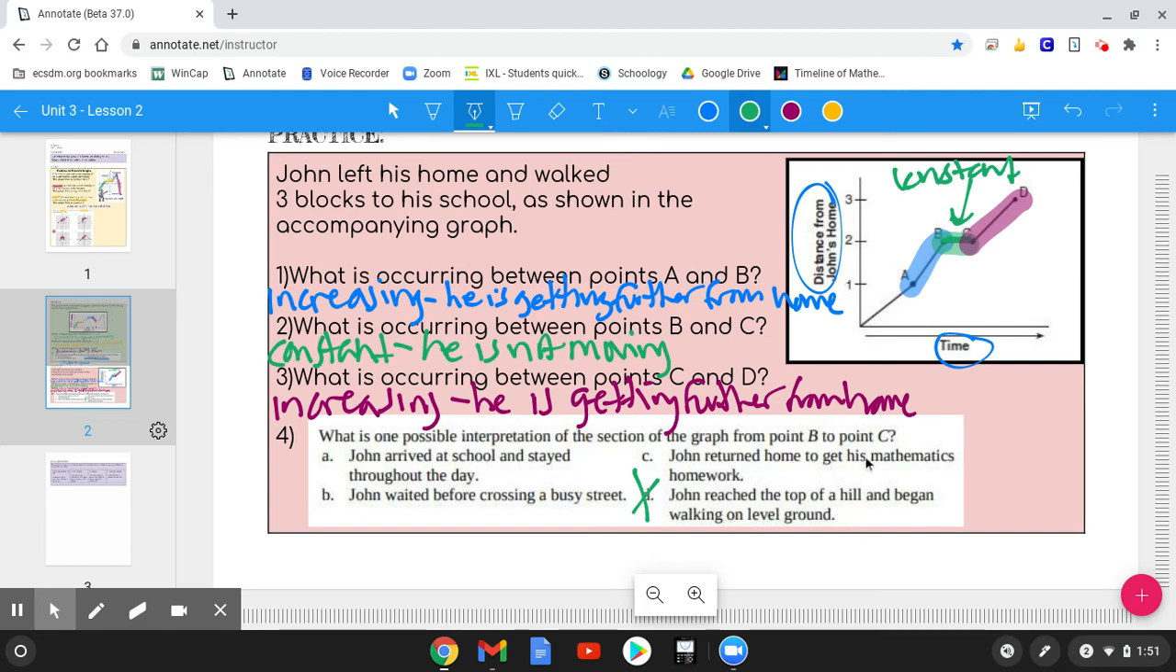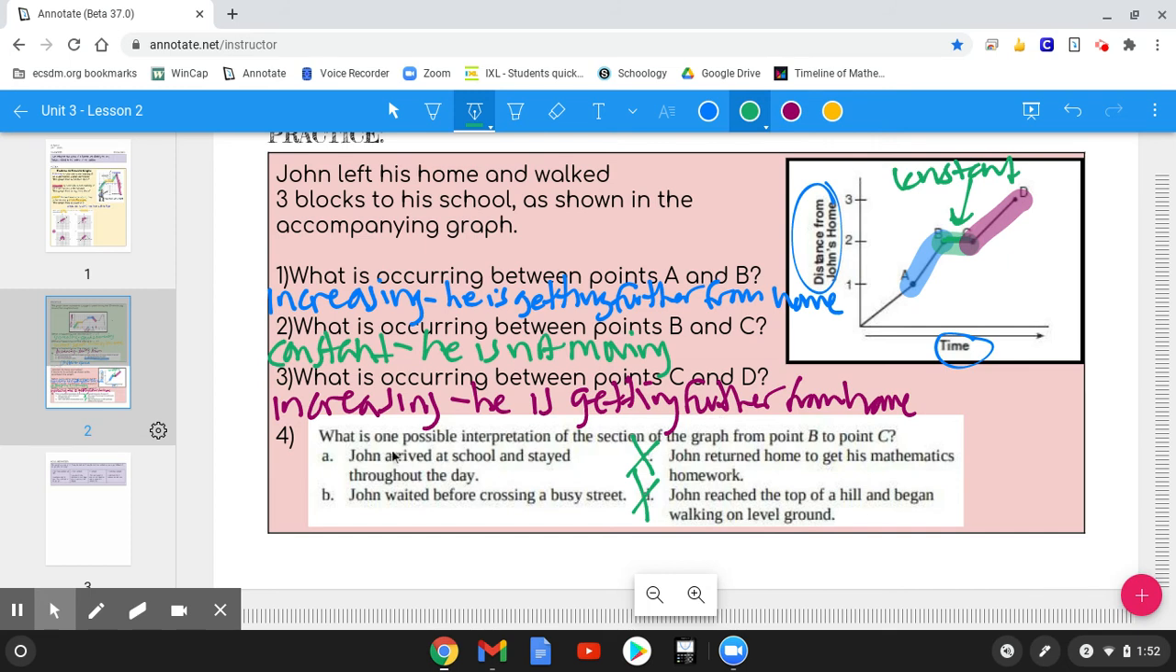John returned home to get his math homework. How do we know that that's not it? Well, if we look at the graph, John's distance from home is always getting further. He's never getting closer to home. We don't see a decrease in the distance. So he never went closer or back to home. So we can cross that off.